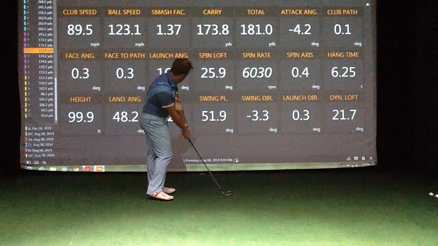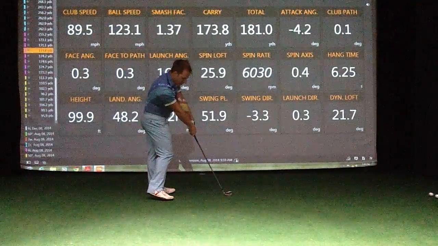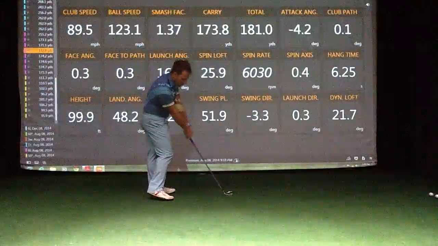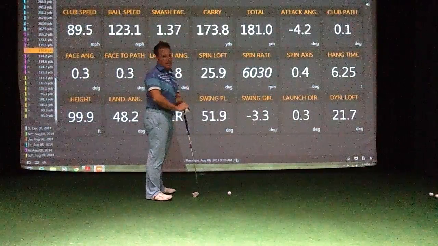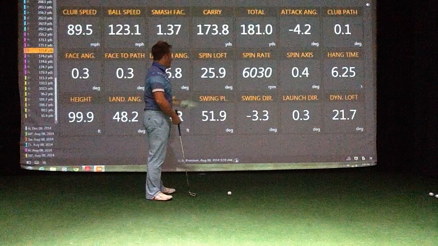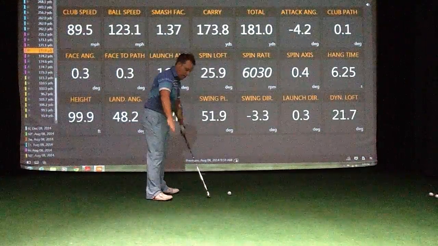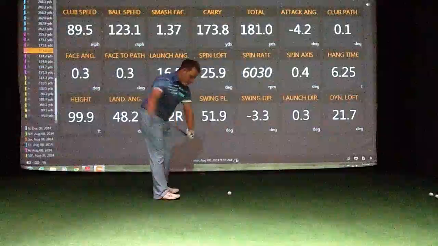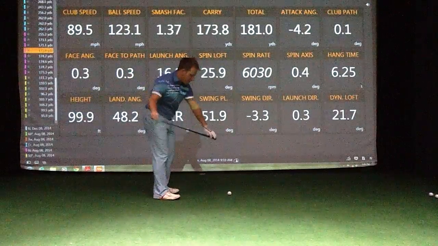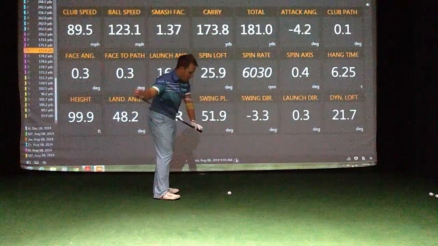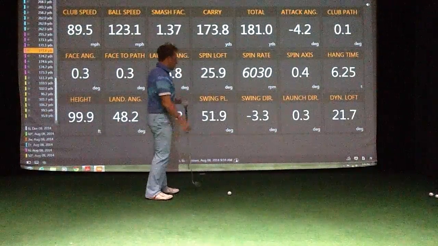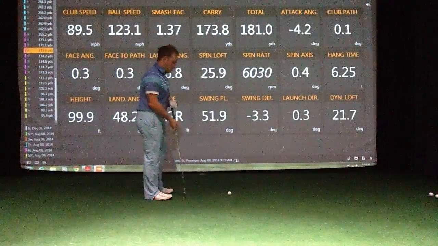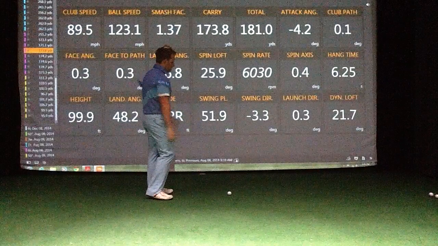The swing plane is how steep the shaft is at the bottom of the swing. So if the shaft is really vertical like this, that swing plane might be around 62 or 63, and if the player's hands are really low, that may be around 40, 46, 47. The swing direction is at the bottom of the swing. It's the overall tendency of which way the swing path is moving. So if it's moving out to the right, that swing direction is going to be positive, and if it's moving to the left, that swing direction is going to be negative.